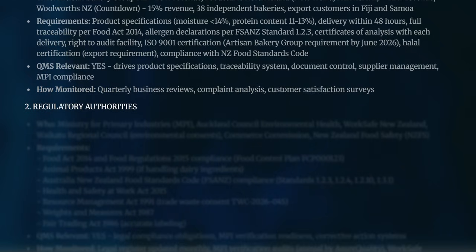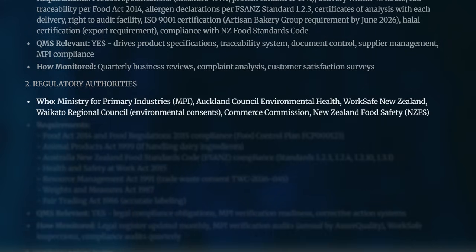The second interested party are regulatory authorities. Who are the regulatory authorities? Here in New Zealand, we have Ministry for Primary Production, MPI, Auckland Council Environmental Health, WorkSafe New Zealand, Waikato Regional Council for Environmental Consent, Commerce Commission, and New Zealand Food Safety, NZFS. So again, when you list down your regulatory authorities, you need to state exactly who they are based on where you are in this world, right?